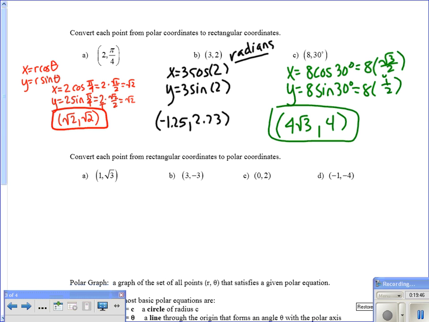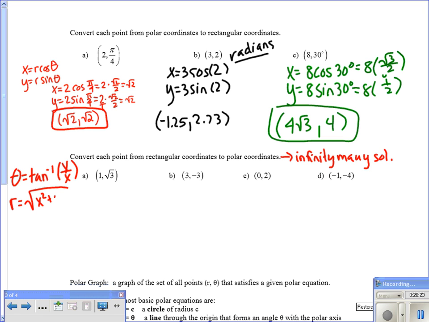Now we're going to convert each point from rectangular coordinates to polar coordinates. To do this, recall that there are infinitely many solutions when you're going from rectangular to polar. And the reason is because we can have many different representations like we showed earlier with the point A. So for this, I'm going to find 2 of them for the first one, and then we'll just finish the rest. So for the first thing, I know to find theta, it's equal to the tangent inverse of y over x, and I know that r is equal to the square root of x squared plus y squared. We found those formulas a minute ago.